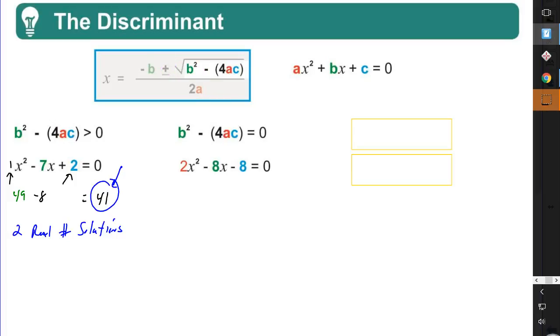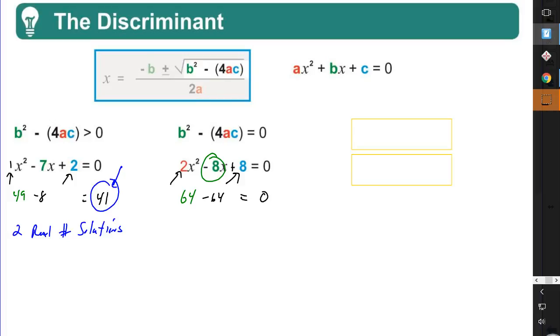So in this example here, again, we're going to go b squared. So -8 squared is 64. And then minus 4ac. So -4 times a, which is 2, is -8. And -8 times c, which is +8, is -64. And that's the example I want to give you of a 0 discriminant.